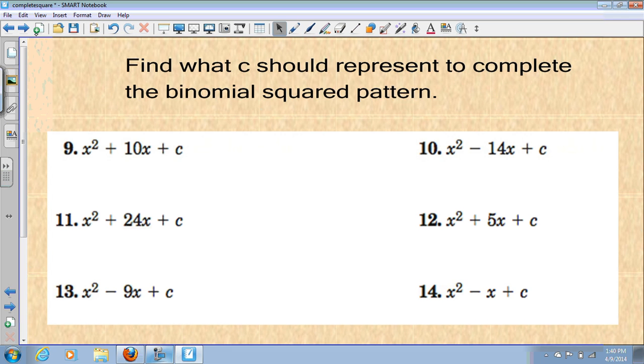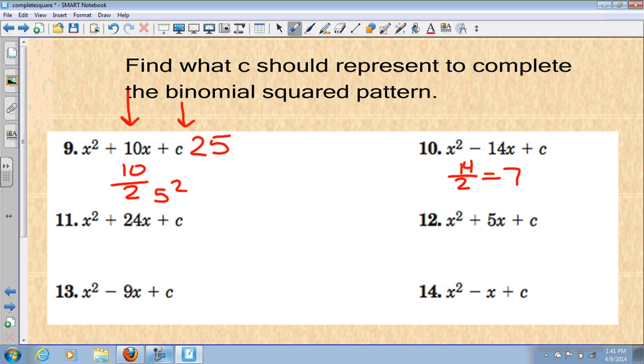Okay, all right, so let's move into completing the square. Find what C should represent to complete the binomial squared pattern. Remember we squared this term and doubled it to get this. Well, what's half of 10? So 10 divided by 2 is 5. 5 squared is 25. Half of 14, 7. 7 squared, so C is 49.